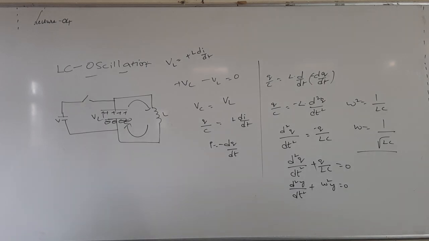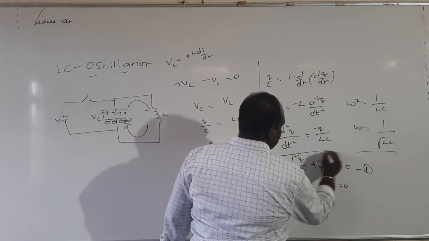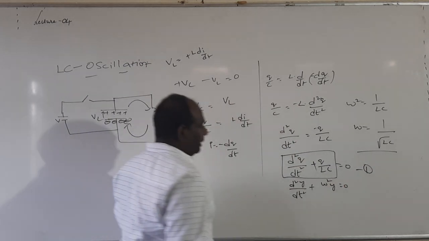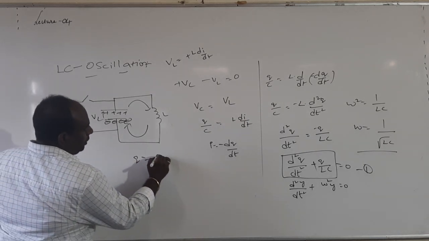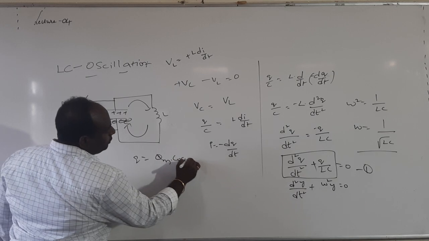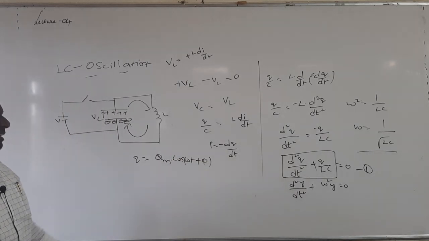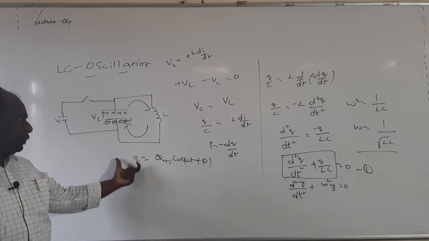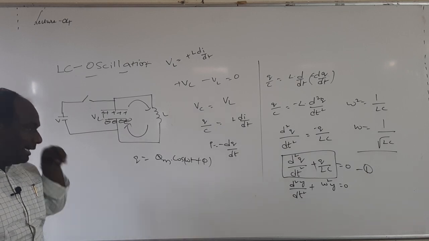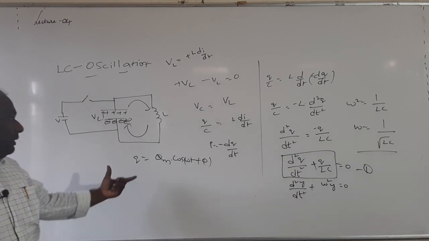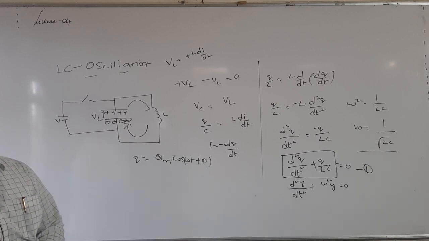Now I can write the solution of this second order equation. The solution for the second order equation can be written as Q equal to Qm into cos of omega t plus phi. Up to here, please remember. Tomorrow I will continue this LC oscillations with phasor diagrams.